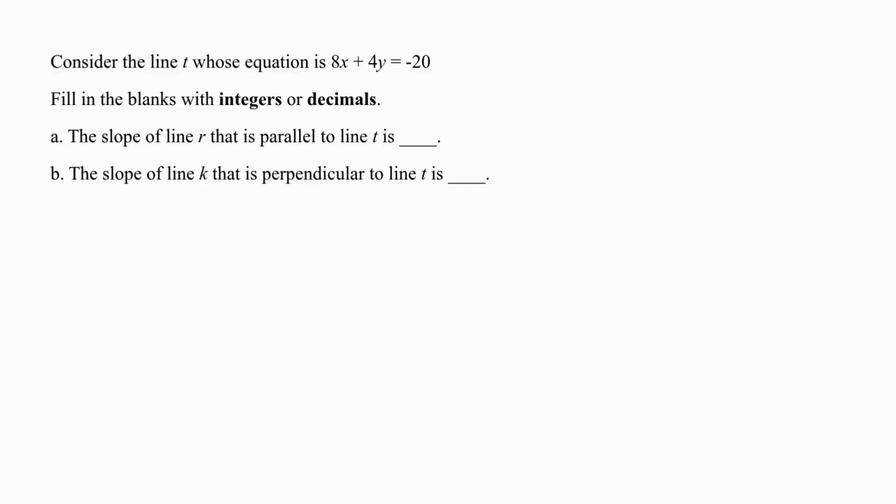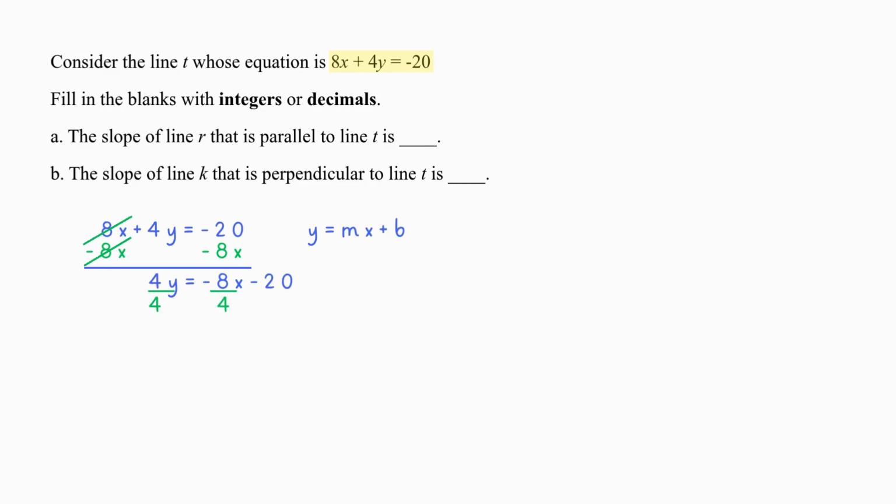Here is how to solve the question step by step. Step 1. Find the slope of line T. The starting equation is 8x plus 4y equals negative 20. Rewrite the equation to look like y equals mx plus b. First, move 8x to the other side by subtracting it. Next, divide everything by 4 to get y by itself. The number next to x is negative 2. The slope of line T is negative 2.